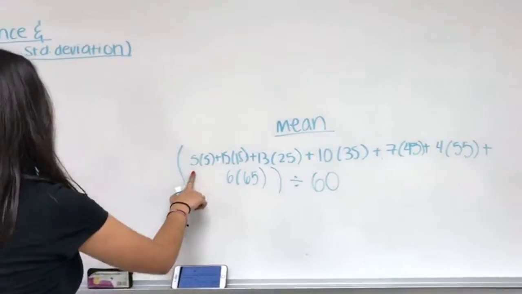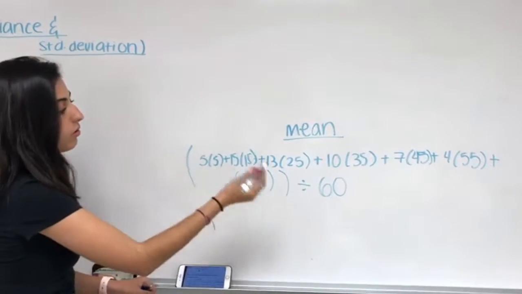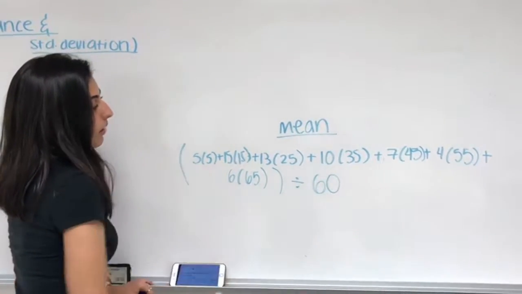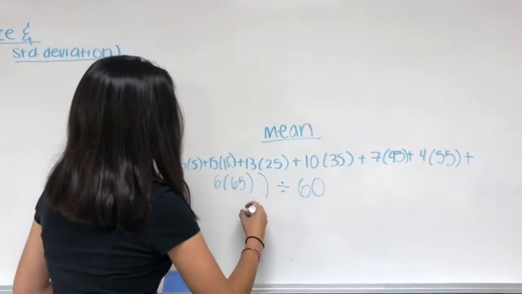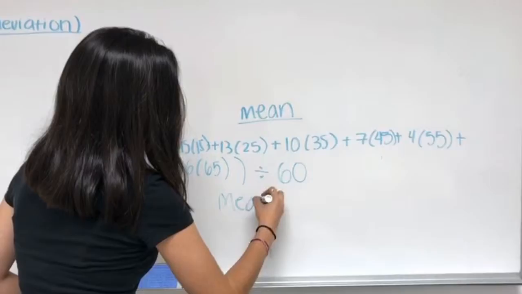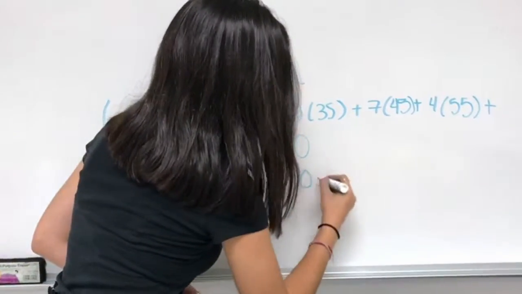So to get it, we need to multiply the frequency and the class mark of each range, and then add them all together and divide them by the total number of elements. So in this case, the mean would be 30.83.